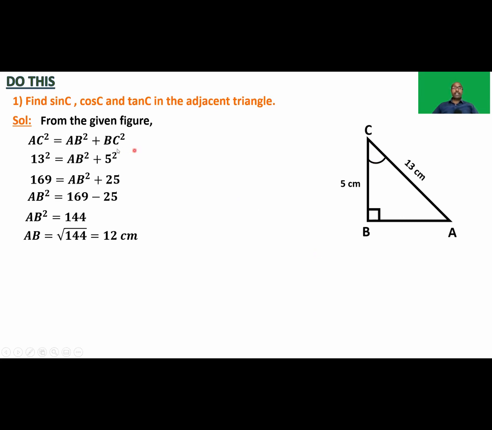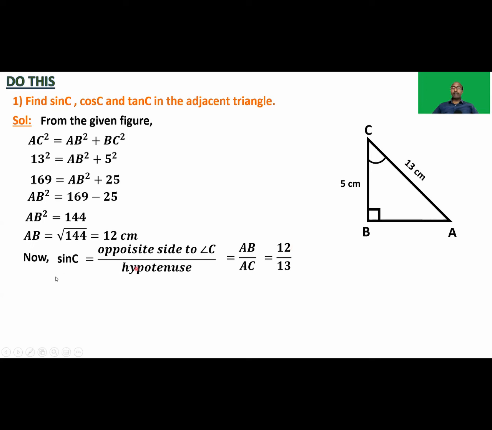Now the first one we have to find is sin C. We know that sine of angle C is equal to opposite side to angle C by hypotenuse. Here the opposite side to angle C is AB and hypotenuse is AC, so AB by AC. The values of AB and AC are 12 and 13. Therefore, sin C is equal to 12 by 13.